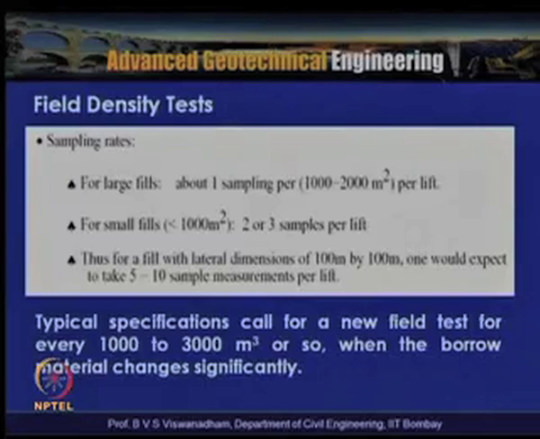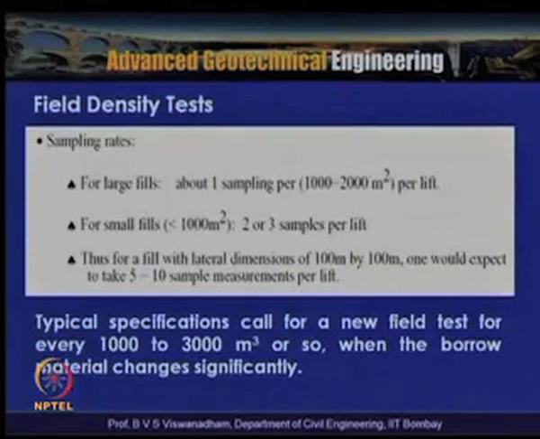Having discussed the type of equipment for ensuring field compaction, and some specifications to ensure proper compaction, we need to discuss field density testing methods. First, the question is how many tests have to be carried out. For large fields, about one sample per 1000 to 2000 square meters per lift. Per lift means per compacted layer. For small fields of less than 1000 square meters, 2 to 3 samples per lift. And for a fill with lateral dimensions of 100 by 100 meters, one would expect to take 5 to 10 sample measurements per lift.